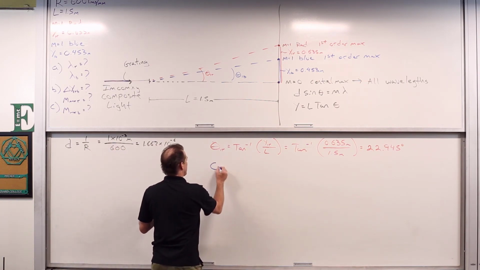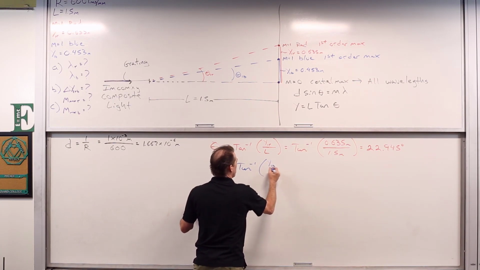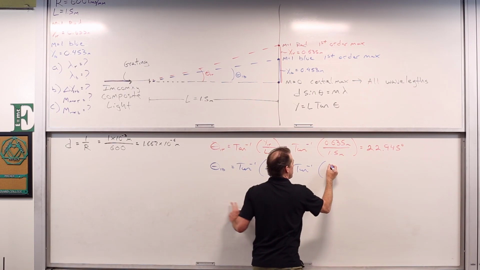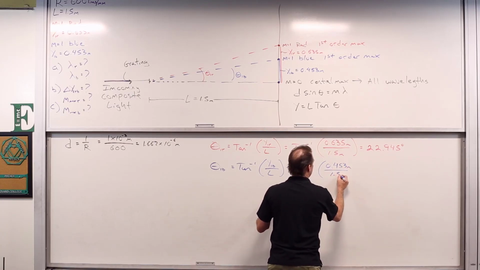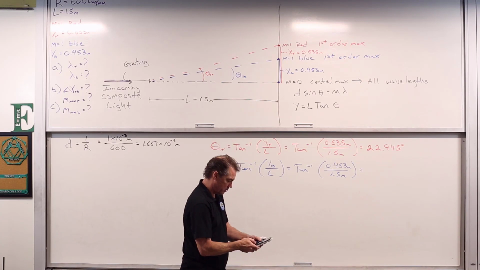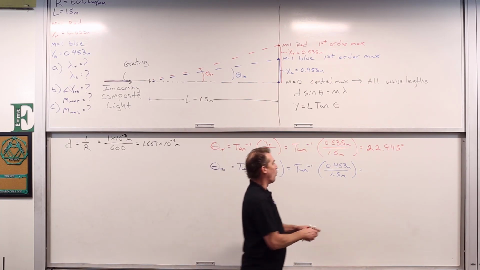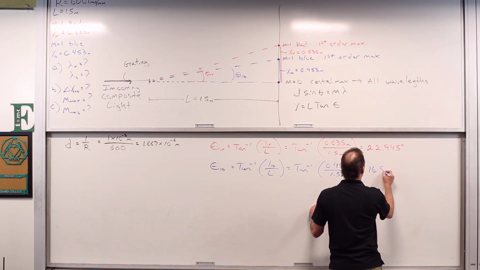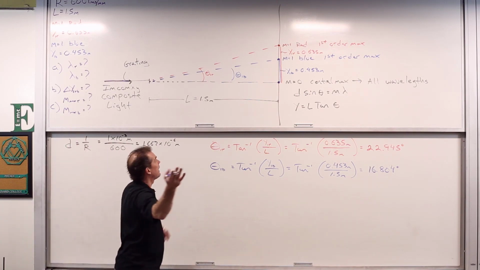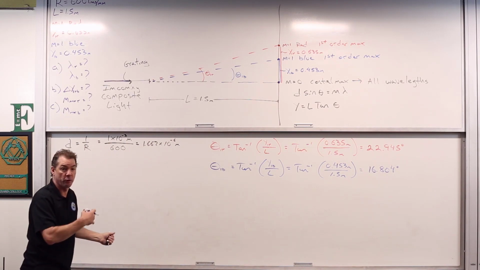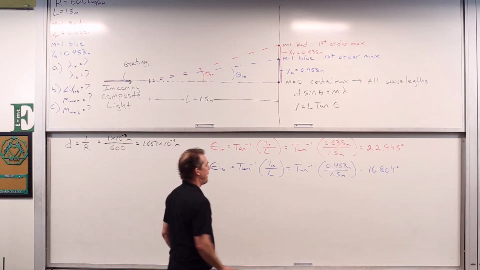Let's get it for the blue too. This is the same sort of expression here. We've got theta 1 blue is the arctangent of y1 blue divided by L, which is the arctangent of 0.453 meters divided by 1.5 meters, and that gives us 16.804 degrees. So notice something: the shorter wavelength doesn't undergo as much angular deviation regarding the first order maxima comparative to the longer wavelength. Shorter wavelengths have a more compact pattern than longer wavelengths.